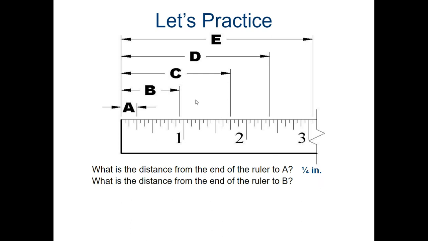So what's for B? Okay, are we at an inch yet? Nope. So our denominator is going to be what? That's right, 16. And our numerator, which is going to be the top number, is going to be 1, 2, 3, 4, 5, 6, 7, 8, 9, 10, 11, 12, 13, 14, 15. So we're at 15 sixteenths.